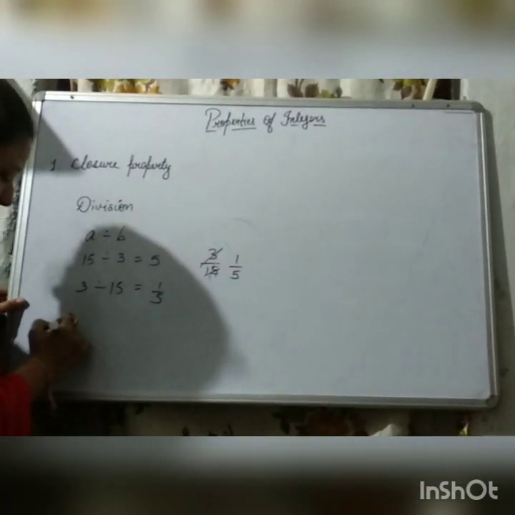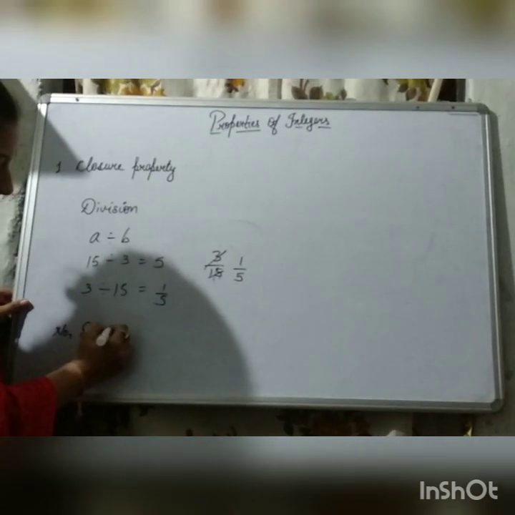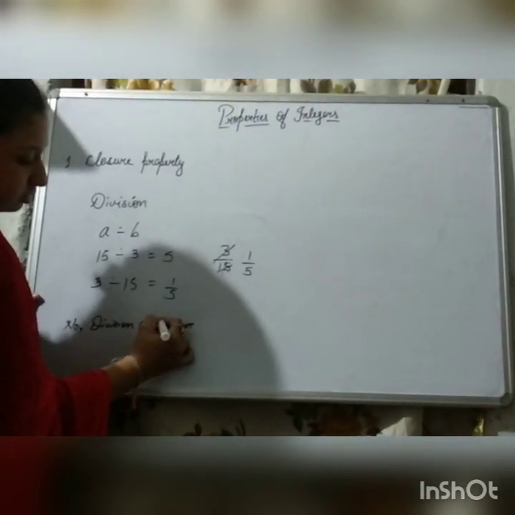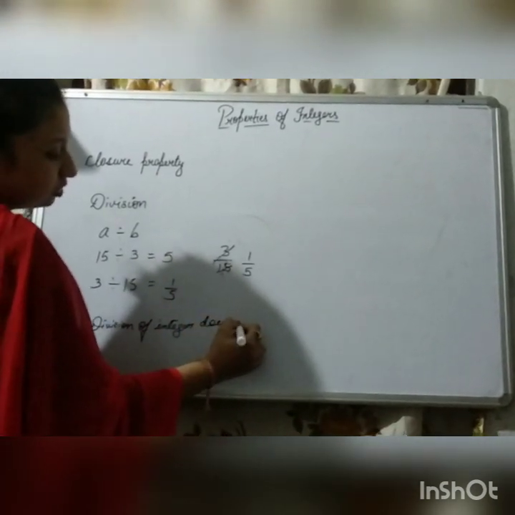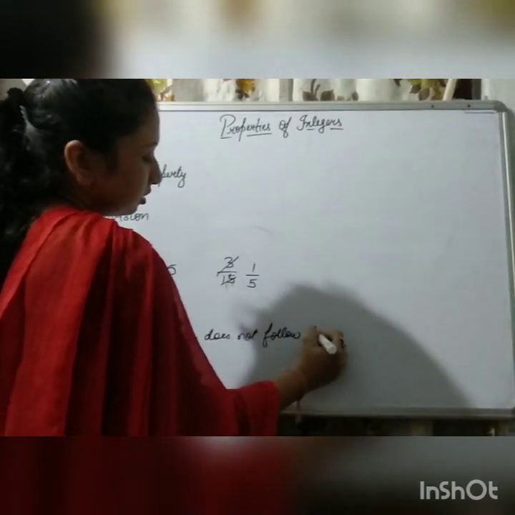So that means division of integers does not follow the closure property.